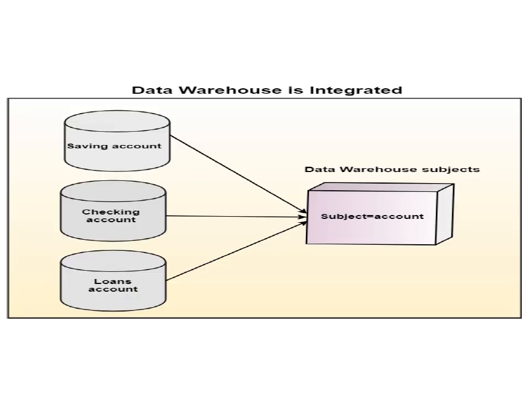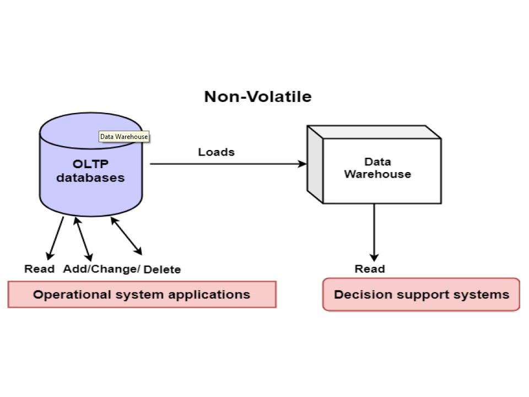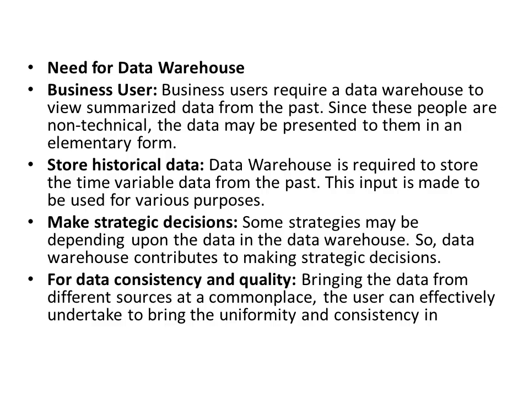Next is non-volatile data. Non-volatile data is data which should be in a readable format. Using OLTP, what is OLTP? It is online processing. With online processing, you can load data into the warehouse, which supports decision support systems where you can load and read the data.